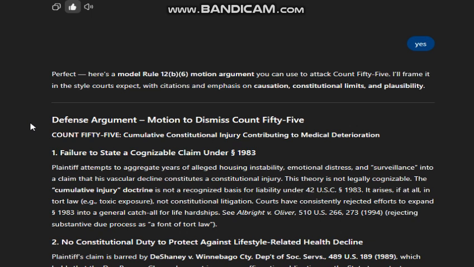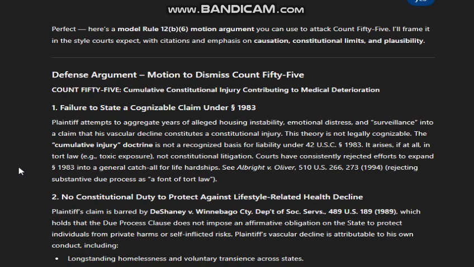1. Failure to state a cognizable claim under 1983. Plaintiff attempts to aggregate years of alleged housing instability, emotional distress, and surveillance into a claim that his vascular decline constitutes a constitutional injury. This theory is not legally cognizable. The cumulative injury doctrine is not a recognized basis for liability under 42 U.S.C. § 1983. It arises, if at all, in tort law, e.g., toxic exposure, not constitutional litigation.